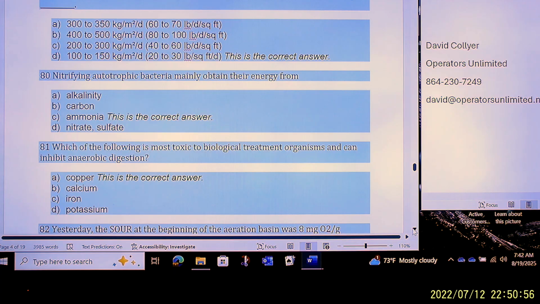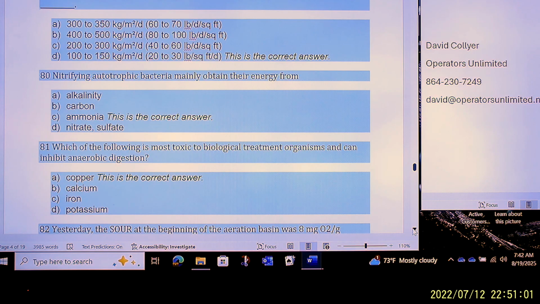79. The typical solids loading rate for a gravity thickener treating primary sludge is blank. A, 60 to 70 pounds per day per square foot. B, 80 to 100 pounds per day per square foot. C, 40 to 60 pounds per day per square foot. Or D, 20 to 30 pounds per day per square foot. The answer to 79 is D, 20 to 30 pounds per day per square foot.